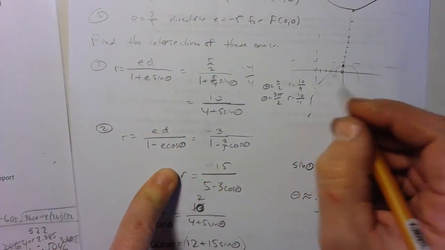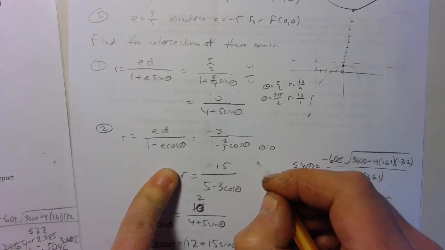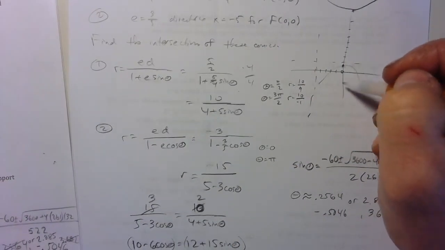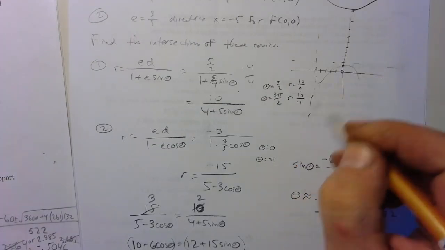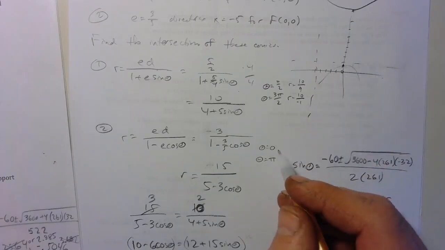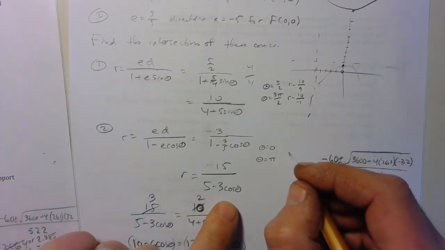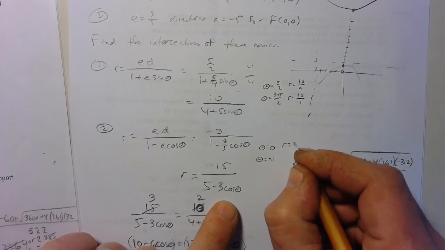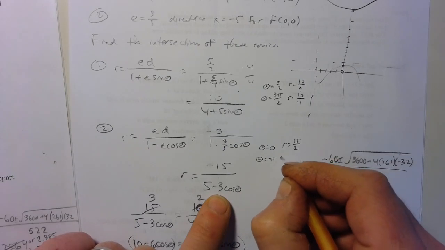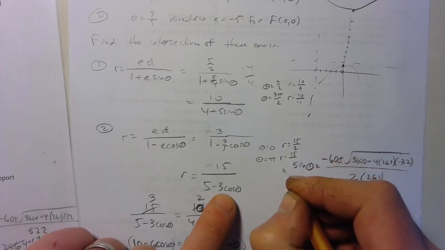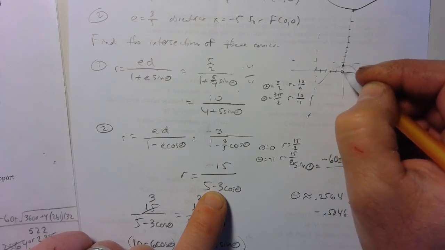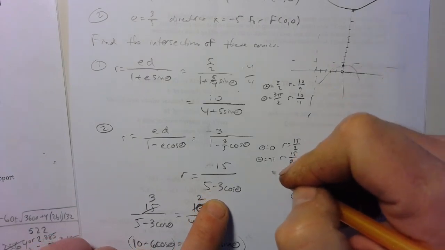The other one, since it's opening side to side, I'll do theta of 0 and pi. I could do pi over 2 and 3 pi over 2 if I wanted to; I just don't have to. These are going to give me the vertices because it's opening left to right. If I plug in 0, I get a radius of 15 over 2. If I plug in pi, I get a radius of 15 over, let's see, 8. Let me make sure I did that right.